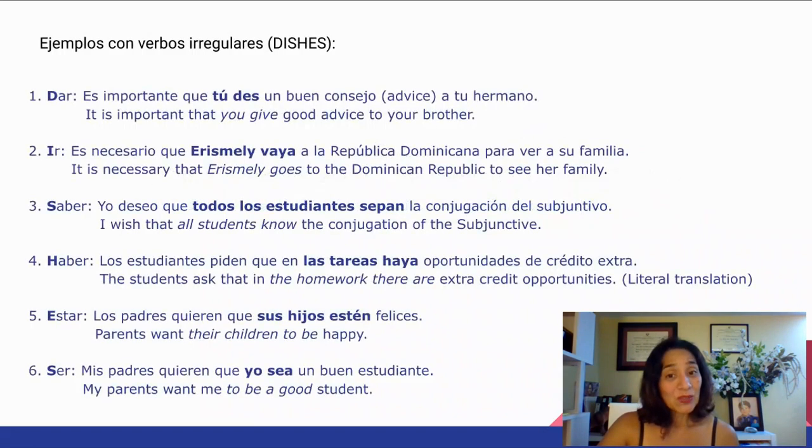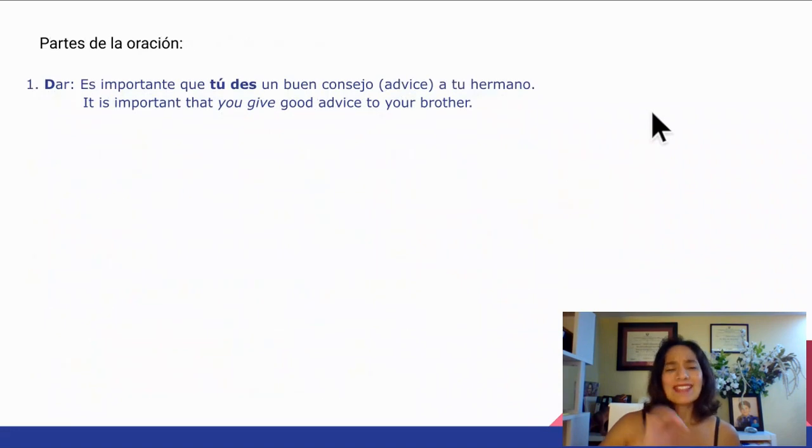We have been working with these sentences so you are familiarized with them. These are ejemplos con verbos irregulares. La oración, the sentence número 1. La oración número 1 tiene el verbo dar, to give, and it's conjugated in the subjunctive form right here. So let's see in detail what this sentence is providing in order for us to use the subjunctive.